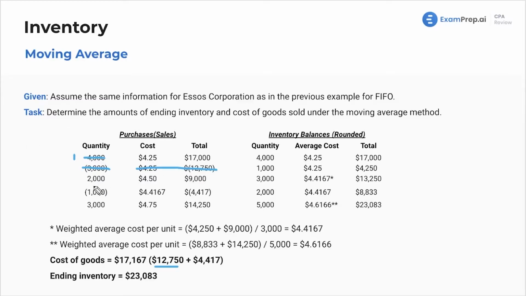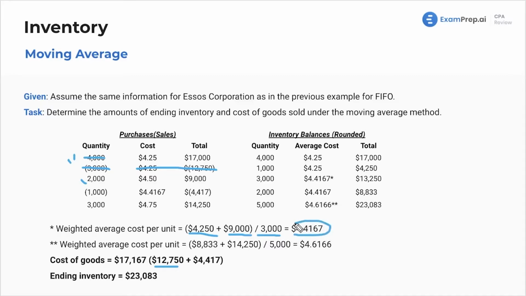Now when we have to recalculate for our next 1,000, we have 1,000 left at 425. We have 2,000 at 450. So we need to do an average here. How do we do that? Well, we have 1,000 at 425 leaves us 4,250. Then we have 2,000 at 450 leaves us with 9,000. The total units here is 2,000 and 1,000, which gives us a total of 3,000. We divide that, and now you're wondering where this number comes from. That's where this number comes from.